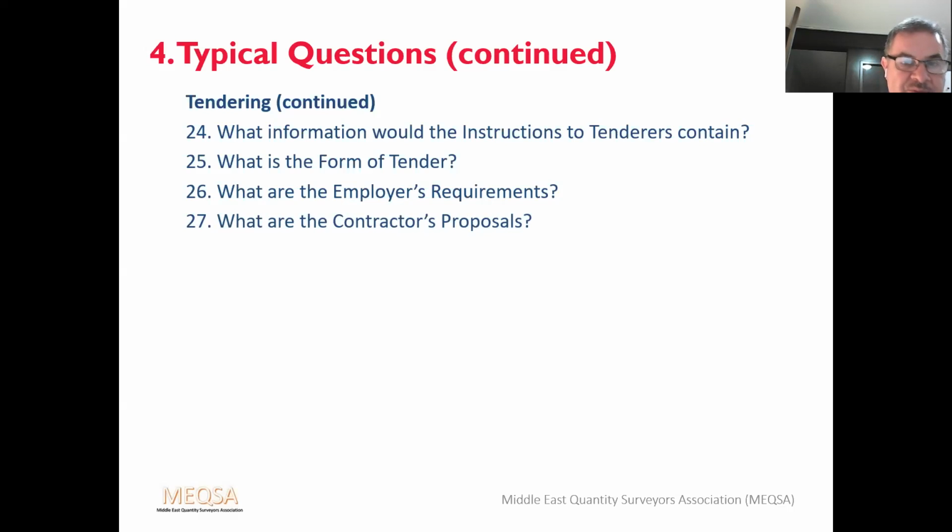And what are the contractor's proposals? Well, these are the contractor's response to the employer's requirements. They're the key document for the client to consider at the tender review. Often includes plans, elevations, sections, and typical details. Layout drawings and specification for materials and workmanship are also included.